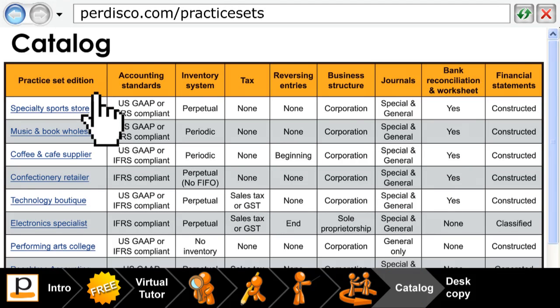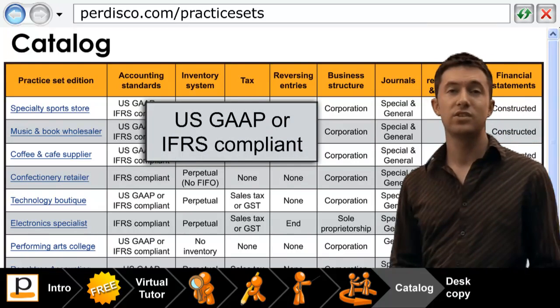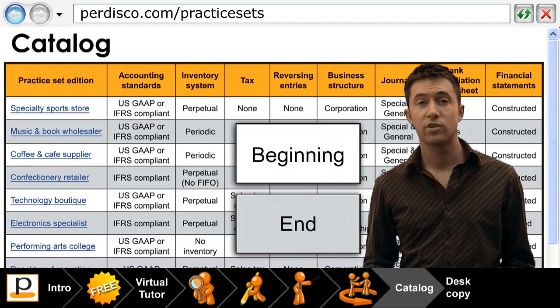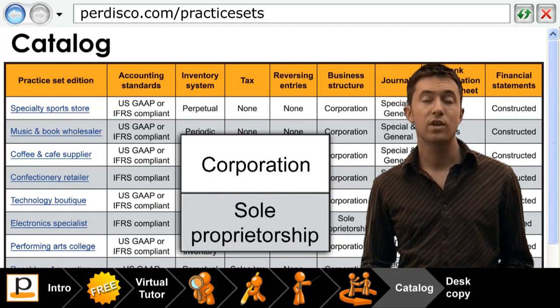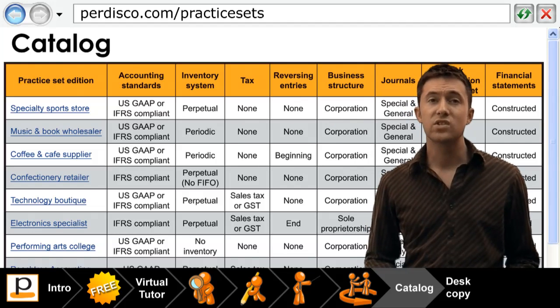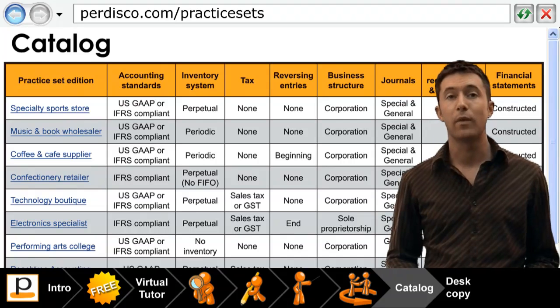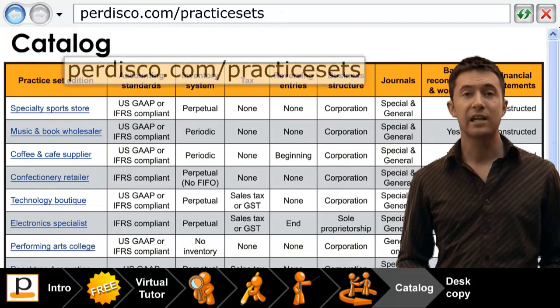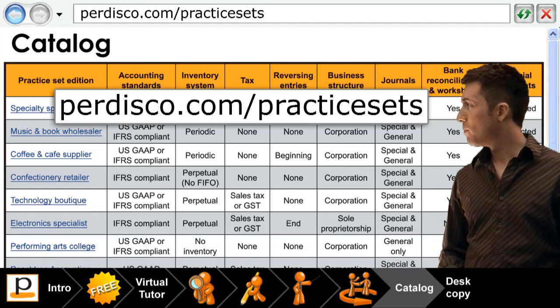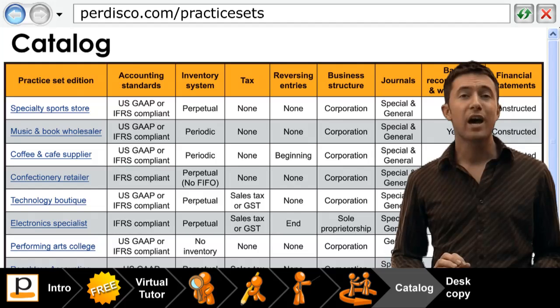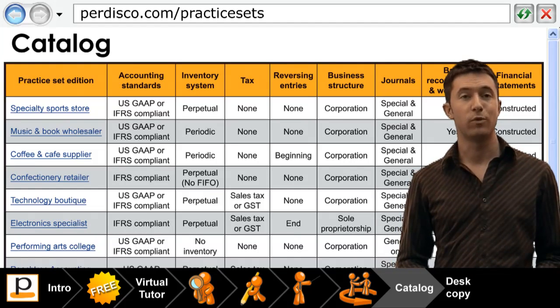Remember, the practice set you have just seen in detail is only one of the many editions available. Each edition covers accounting standards, inventory systems, tax, reversing entries, business structures, journal formats, and so on in slightly different ways to match the way you teach accounting. To find out the best edition for your course, visit our catalogue at perdisco.com/practice-sets.